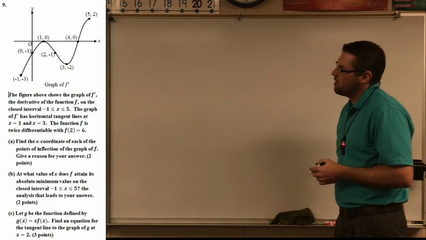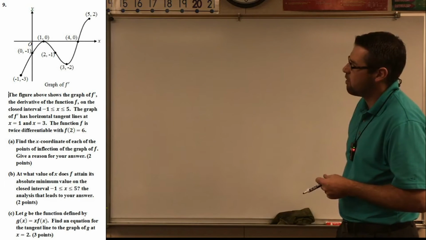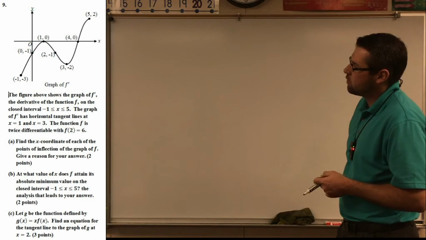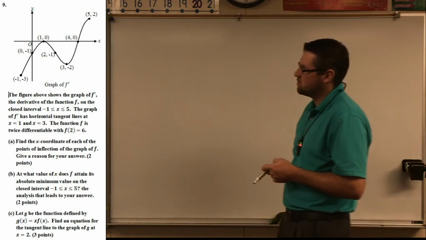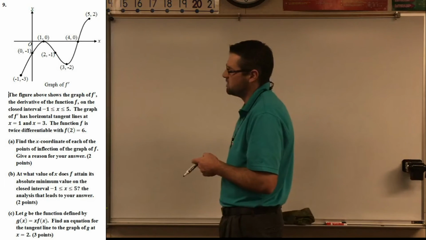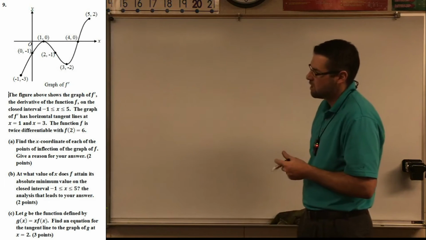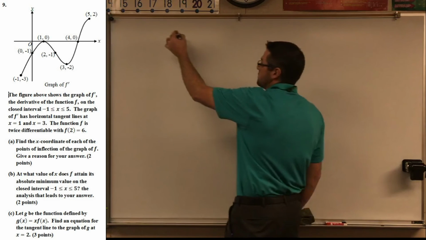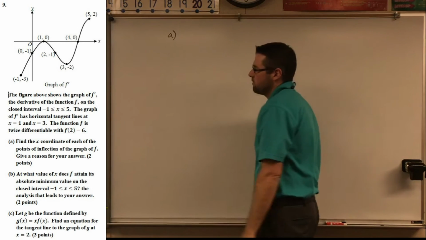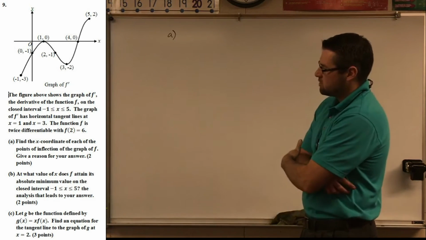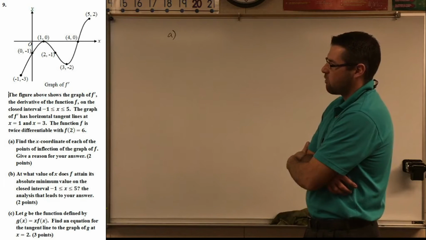Number 9, the figure above shows the graph of f prime on the closed interval -1 to 5. f prime has horizontal tangents at 1 and 3. The function f is twice differentiable with f of 2 equals 6. Part A, I like this part. It's pretty easy. Find the x-coordinates for each of the points of inflection of the graph of f.